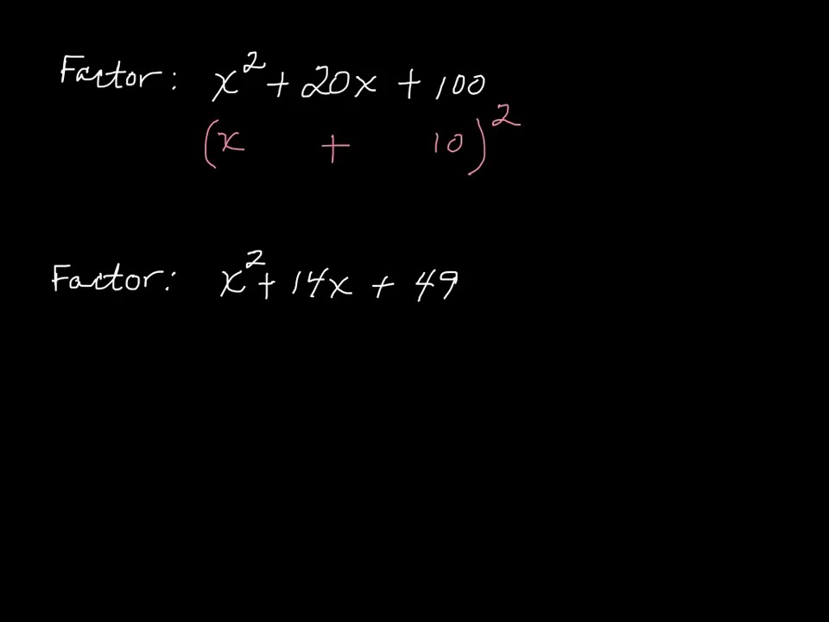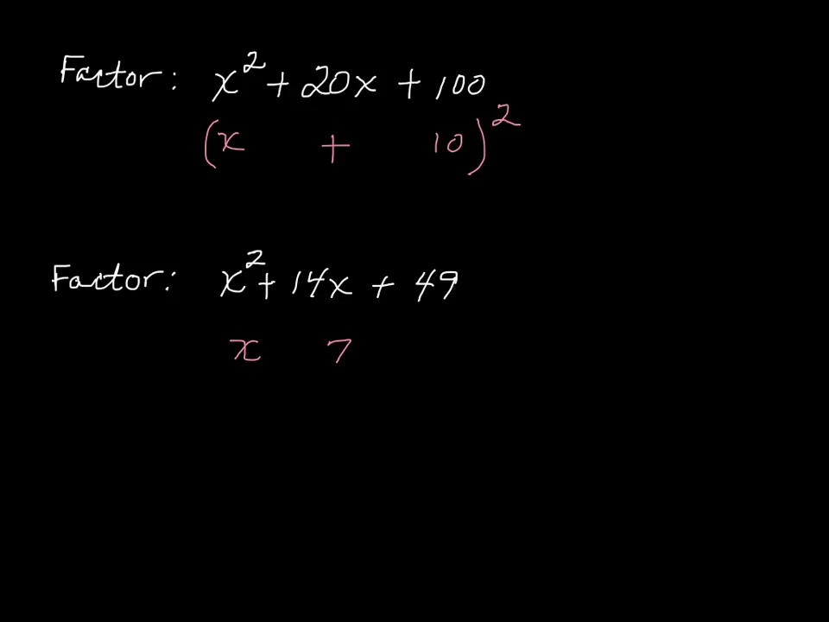Look at the next one. Is this a perfect square? Well, is the first term a square term? Yes. What do we square to make that x squared? X. Is the last term a perfect square term? Yes. 49 would be 7 squared. Is the middle term 7 times x times 2? 7 times x, yes, 7x times 2 is 14x.